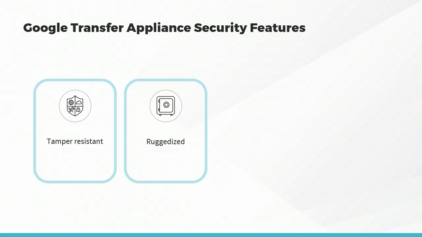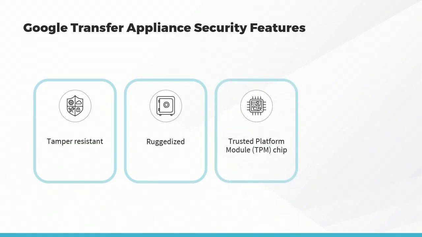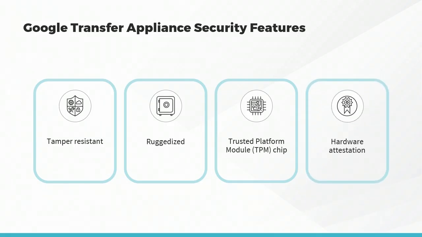And then we actually have a Trusted Platform Module, or a TPM chip. This is where Google can validate the TPM's platform configuration registers so that the immutable file system and software components haven't been tampered with. So there's a way for them to check that. And then there's hardware attestation, where they can use a remote attestation process to validate the appliance before you even connect it to your device and copy data to it.